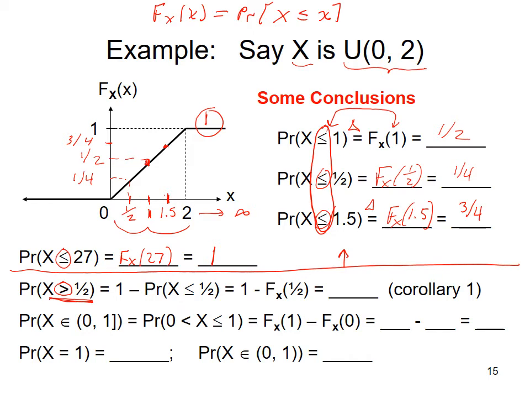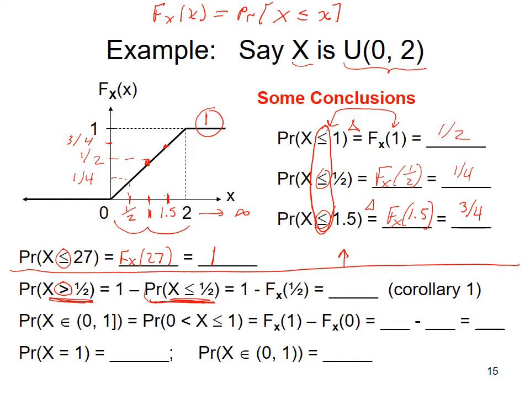So we say, remember how complementary events, the probabilities add up to one was one of our early corollaries. So in this case, we have the probability x greater than 1/2. The complementary event would be x less than or equal to 1/2. If x is not greater than 1/2, then it's less than or equal to 1/2. So the probability is going to be 1 minus the probability x less than or equal to 1/2.